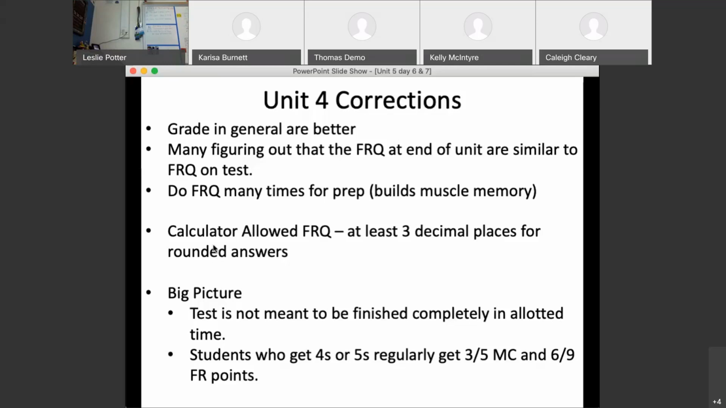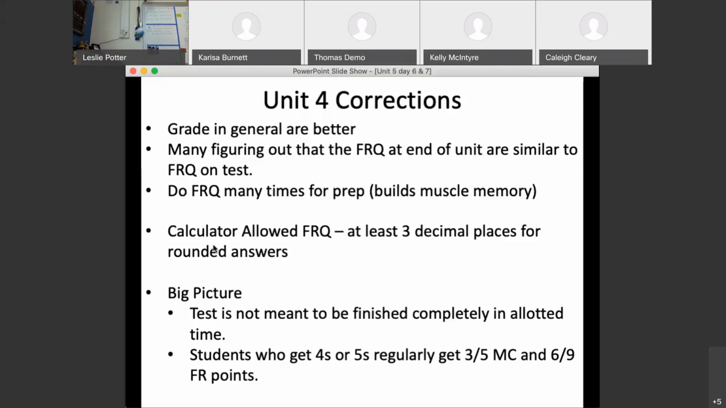Calculator-allowed free responses, just a reminder, three decimal places at least. You can go 4 or 5 or 6 or 7 decimal places as long as what you have written down is correct. But 3 at least. I say just 3 and rounded. They will actually accept it if you truncate and just take digit 1, digit 2, and digit 3 and stick it on there. That's fine too.